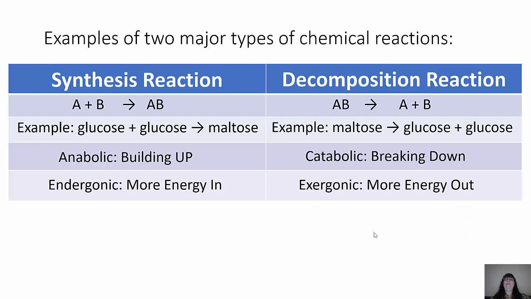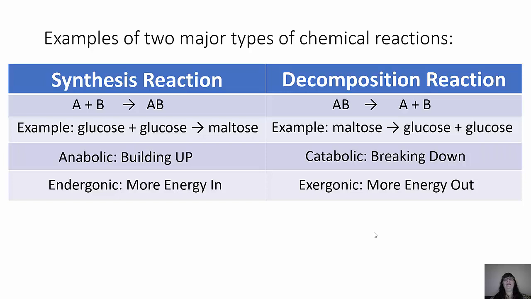So we have 2 major types of chemical reactions: synthesis reactions and decomposition reactions. Synthesis reactions are building things. Decomposition reactions are breaking things down. So a synthesis reaction would be A plus B yields AB. An example is glucose plus glucose yields maltose. It is anabolic, which just means building up, and it is endergonic, meaning it requires energy.